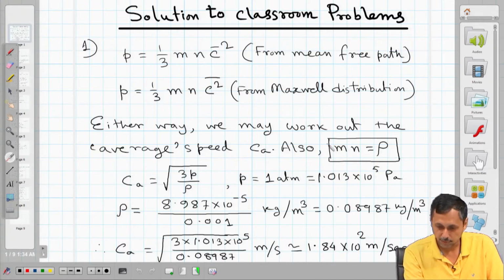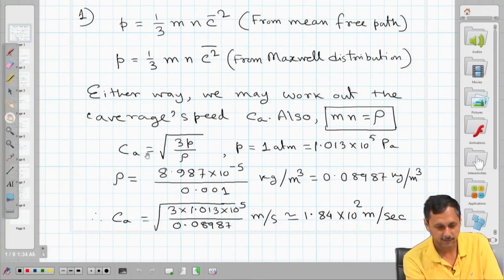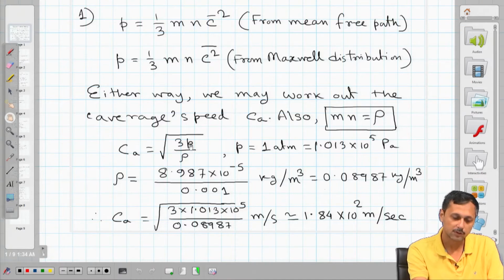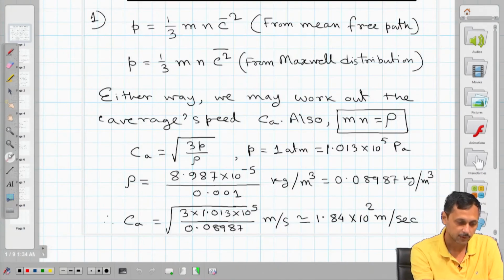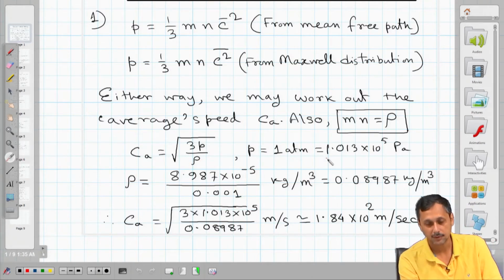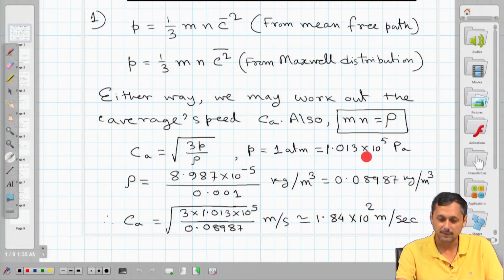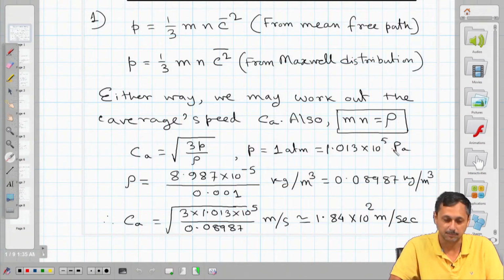So, if we substitute for mn is equal to rho, what do we have here? We have Ca, that is the speed of interest, is equal to root over of 3p by rho. Now, p is equal to 1 atmosphere, which is given, let us assume it is given, I will correct it. So, this is 1.013 into 10 to the power 5 Pascal. This is another number you have to keep in mind. Whenever there is 1 atmosphere, we have to convert it into SI unit for most of our applications, and please remember this is 1.013 into 10 to the power 5 Pascals.